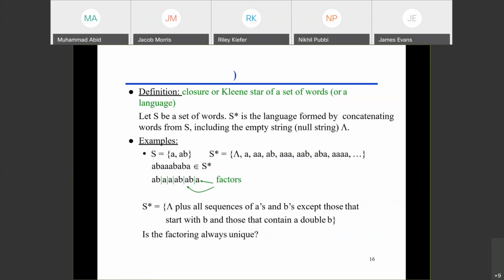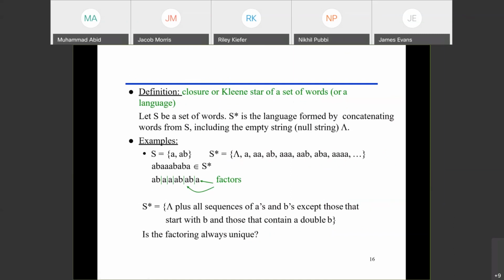Now let's see the formal definition. Let S be a set of words. S star is the language formed by concatenating words from S, including the empty string, the null string, lambda. So all possible combinations, but it includes lambda.